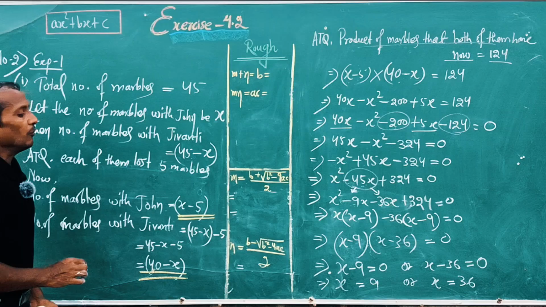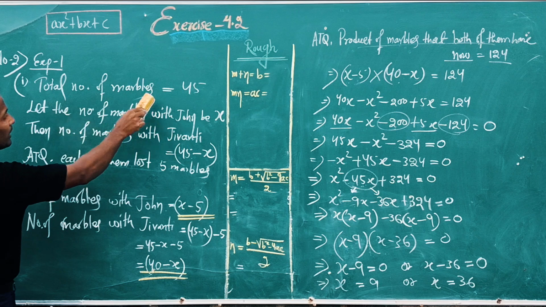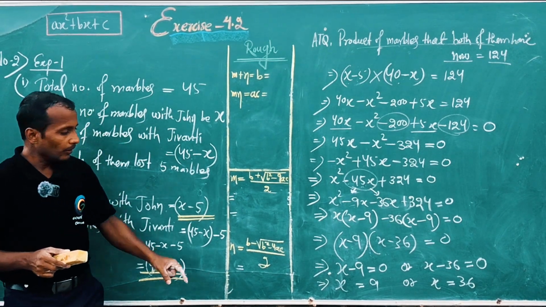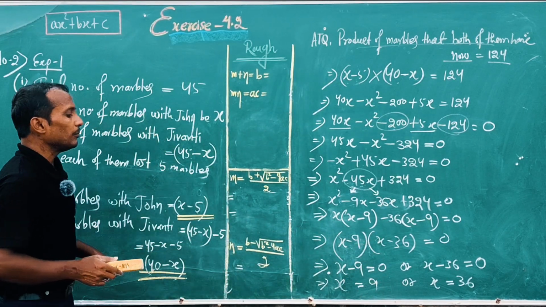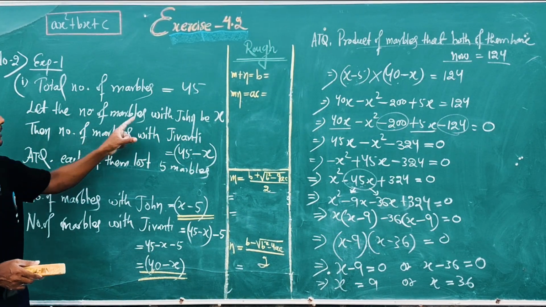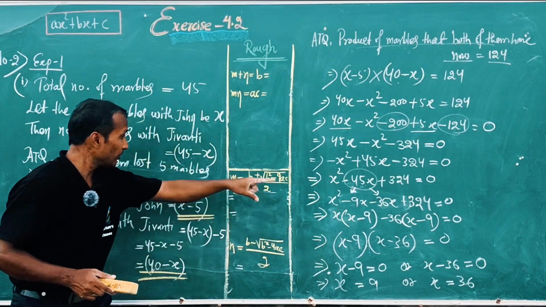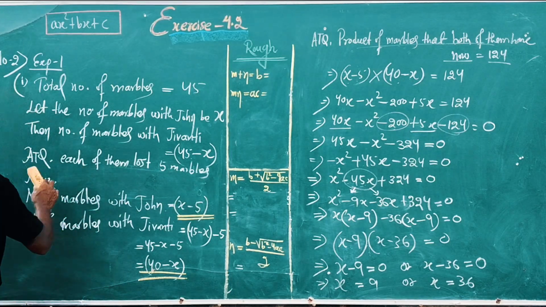So both of them will be admissible for this particular question or not. Let us examine that. Number of marbles together they have is 45. Number of marbles, we know it cannot be negative. We have x is equal to 9 and 36, both are positive values, so both will be acceptable. Number of marbles with John we took x, so x can be 9 or x can be 36, means the number of marbles that John has can be 9 or 36.